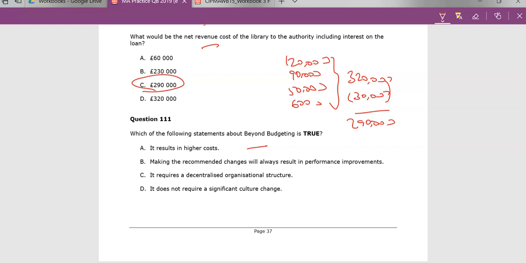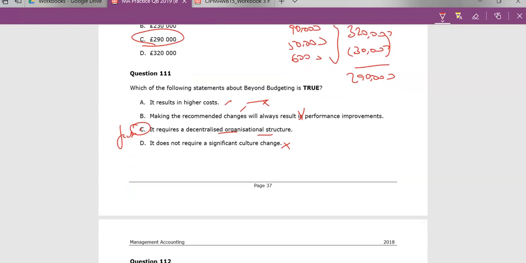Making the recommended changes will always result in performance improvements. Well, these two we can't be certain about. It does require a decentralized organizational structure, so this is a fact, at least we know that, because we're trying to give people more power to make decisions, and it will require significant cultural change. So all these three are wrong, and C is correct.